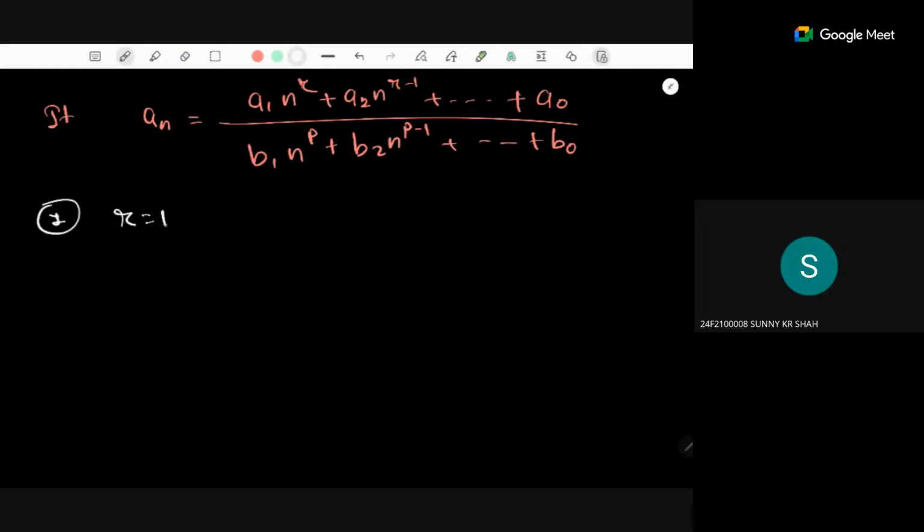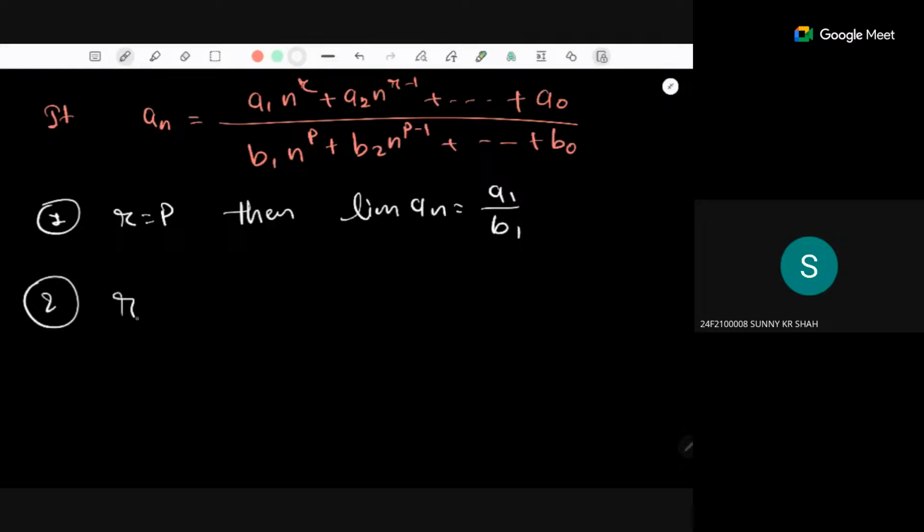If r is equal to p, then the limit of an is nothing but a1 upon b1. Because if r is equal to p, you can take the largest power of n common from both numerator and denominator, and we will get a1 upon b1 only, because all those other terms will go to 0.